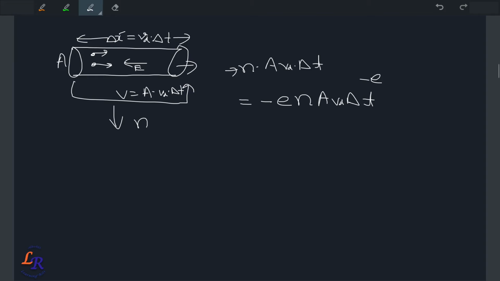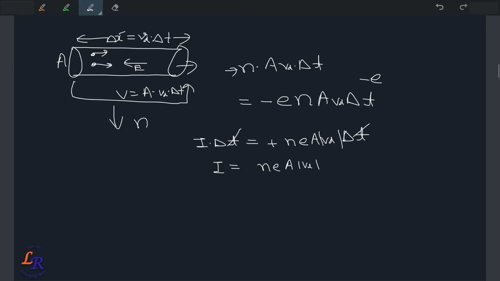So the total current would be the charge per unit time. If you talk about the charge moving from one place to another place, that would become plus n e A Vd, that is of course the magnitude of it, times delta t, right? So if you take delta t it will cancel out, so if you calculate this, you will get I is equal to n e A mod of Vd, right?